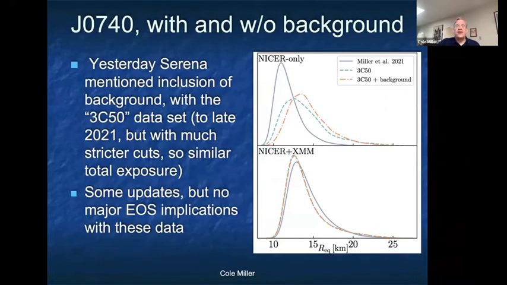Serena also mentioned the advances that we are now making in a variety of ways within NICER. In particular, she mentioned the inclusion of background with the so-called 3C50 data set, which has been led by Ron Remillard. Now, that data set actually is far more updated than the one that we used for our publications last year.